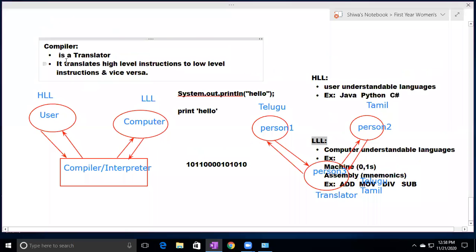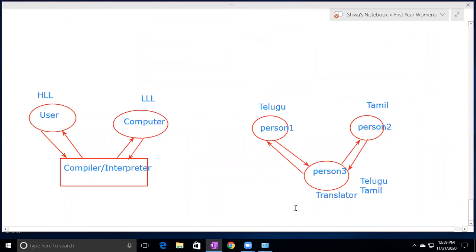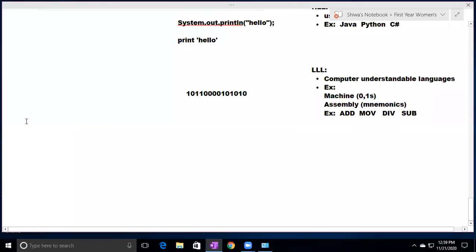Okay. So what is a compiler? It is a translator. Compiler is the translator that translates high level code to the low level code and low level code to the high level code. It is acting like a translator between high level language and low level language. Interpreter is also the same. Interpreter is also a translator.